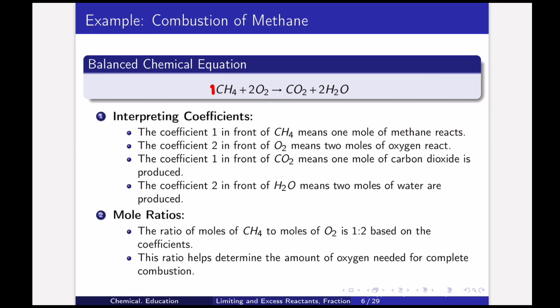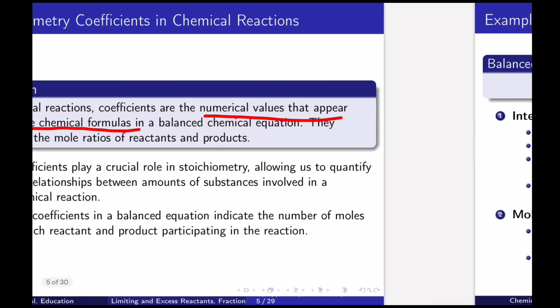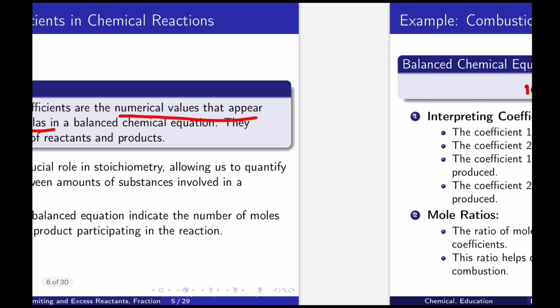In each chemical formula, the number that comes before the formula is nothing but the stoichiometric coefficient. Now the mole ratio: the ratio of moles of methane to moles of oxygen is 1:2. Based on the coefficients we can get the ratio, and the ratio helps determine the amount of oxygen needed for complete combustion. So now we know the chemical reaction equation, chemical stoichiometry, and the stoichiometric coefficient in a chemical reaction.